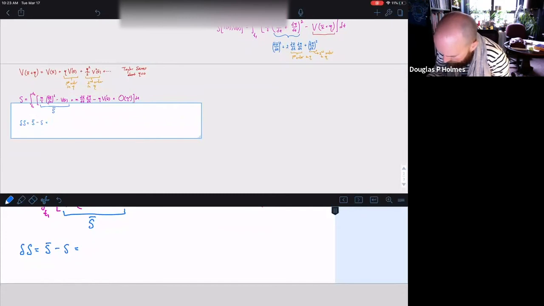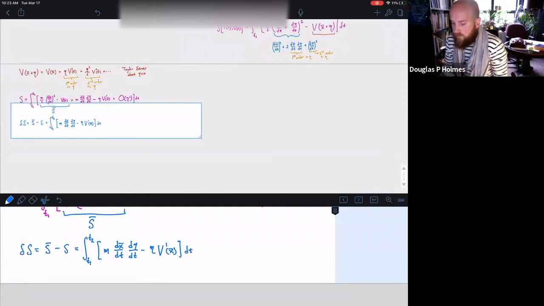All right, let's try that again. Is equal to m dx bar dt, d eta dt, times eta v prime x blah blah blah dt. So just what's left over there.